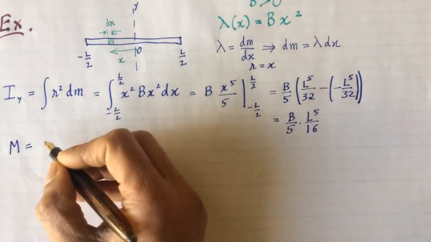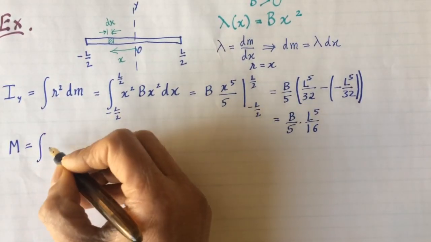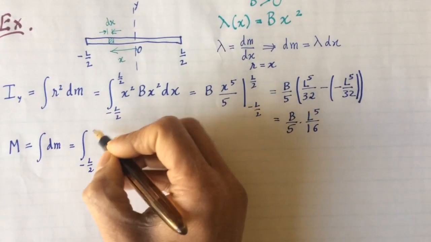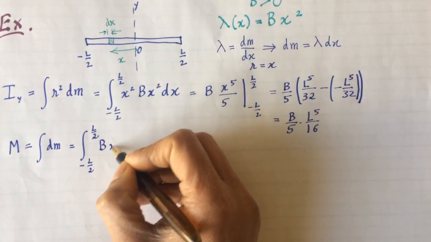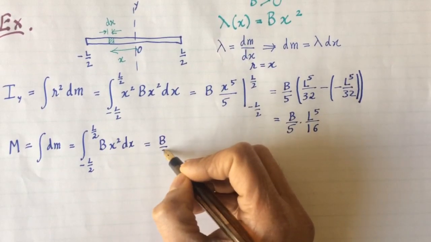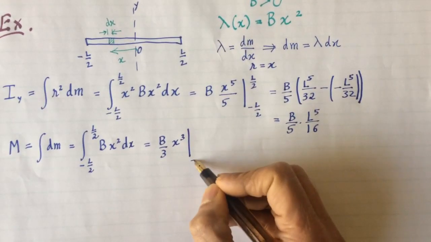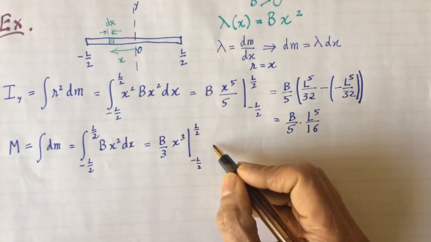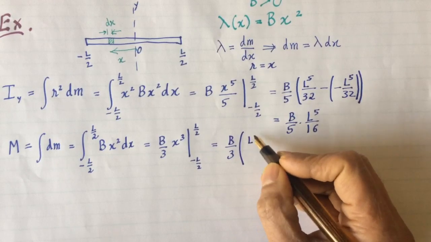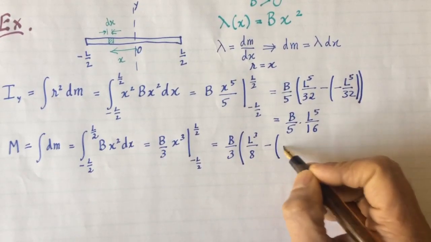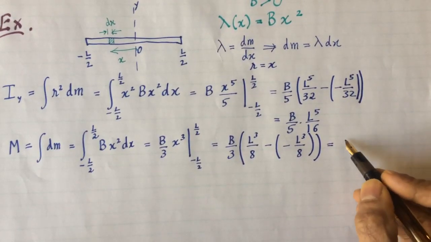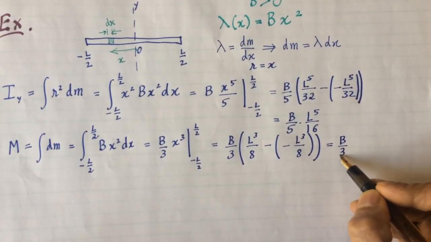Let's next find the mass. Remember, our goal is to express everything in terms of the rod's mass. The mass is given by the integral of dm, which is the integral from negative L over 2 to positive L over 2 of bx squared dx. So this is bx cubed over 3. That would be b over 3 times L over 2 cubed, which is L cubed over 8, minus negative L cubed over 8. So that works out to be b over 3 times L squared over 4.